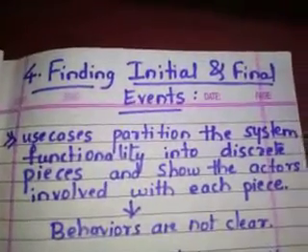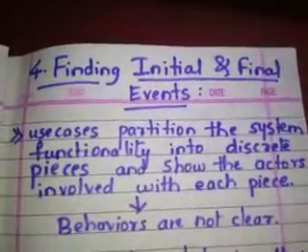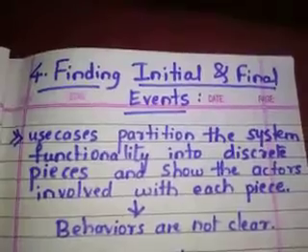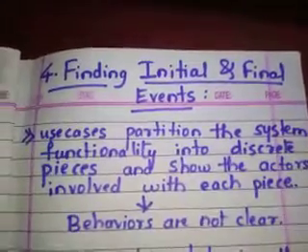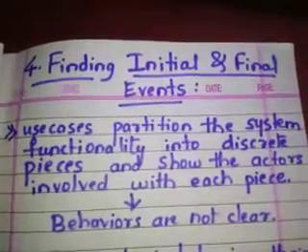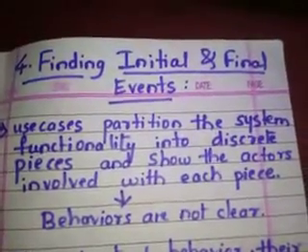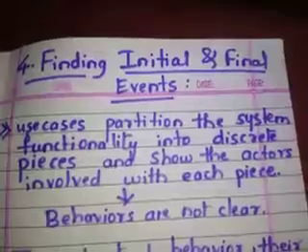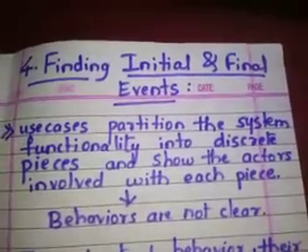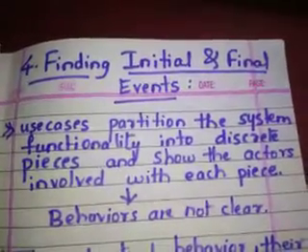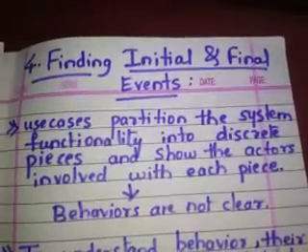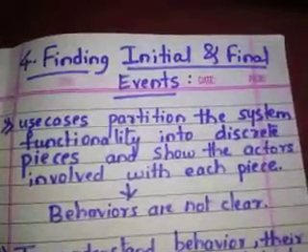Students, in today's class, we are dealing with the fourth step in the application interaction model, that is finding the initial and the final events. In this one, we are finding out the actors who initiate the event and which is that event which will be the final one, that terminates the event.